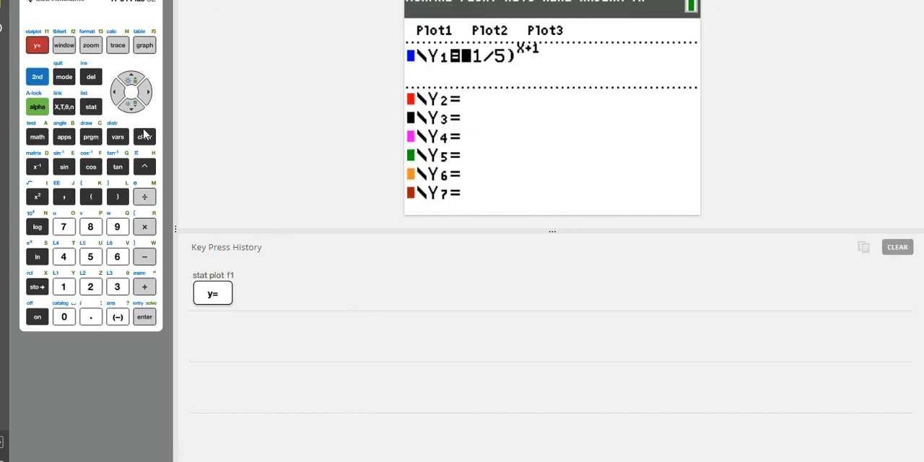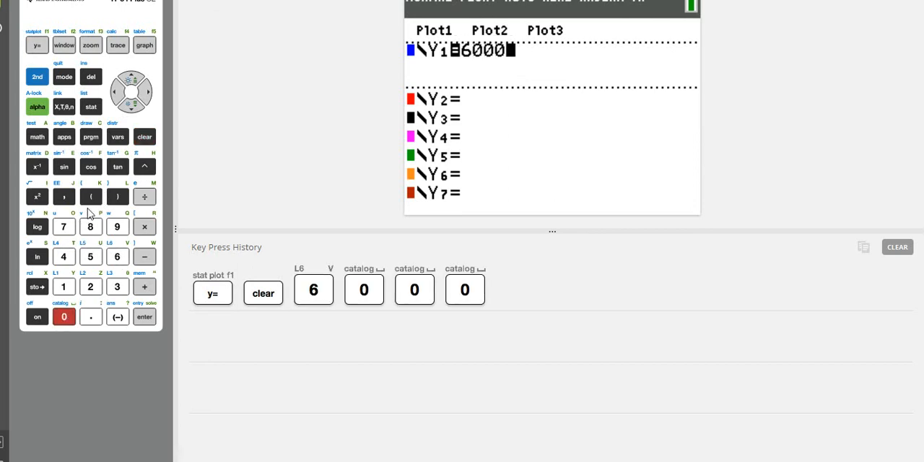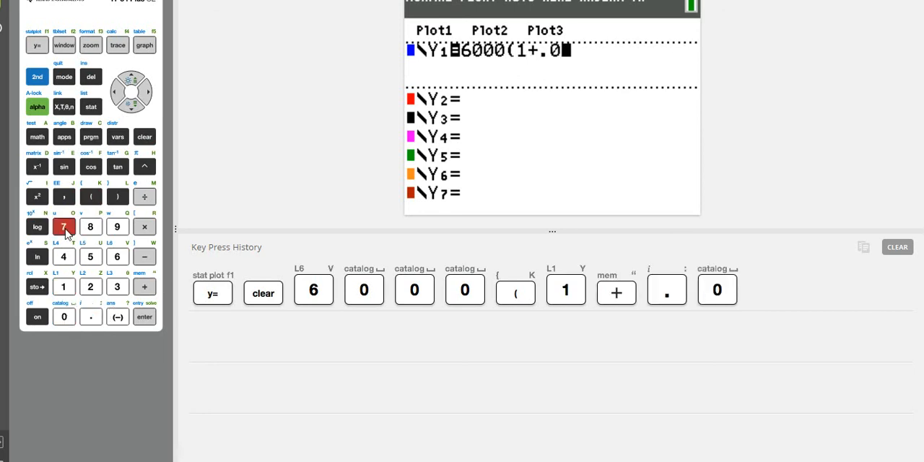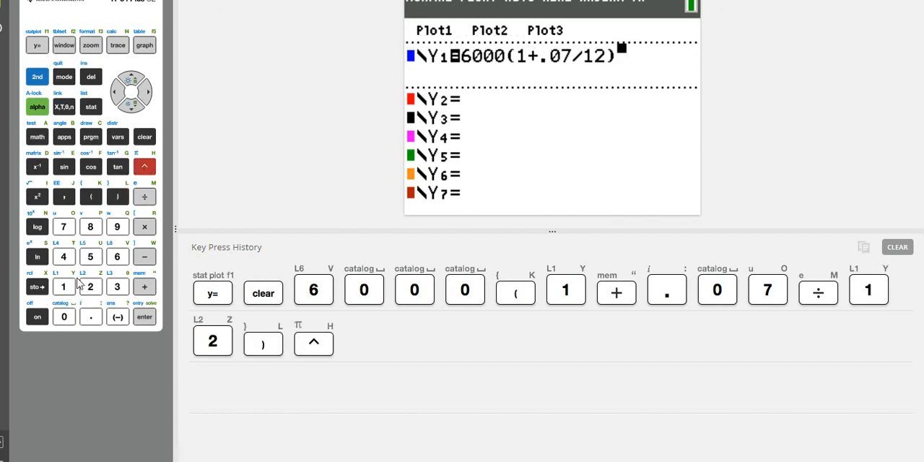Let's clear out this. 6,000 parenthesis 1 plus 0.07 divided by 12, raised to the 12 x power. And again, you don't need to put the times there because your calculator is smart enough to do that. If you do it this way, then answering this question is simply just plugging in different values of x and getting the decimal values from this.